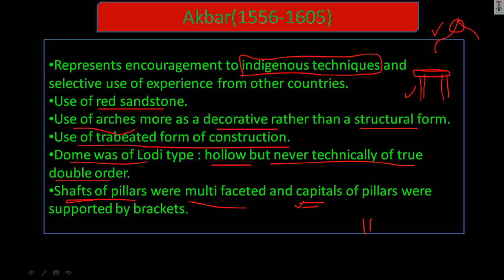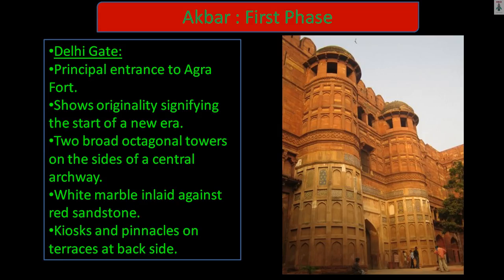Now suppose this is the pillar and this is the capital, like some animal motif or some other shape, and then there will be some brackets which support the capital. This is a very technical discussion. If you do not remember this, it's very much okay. Moving ahead.